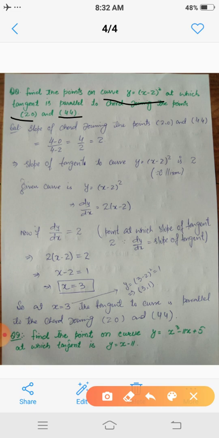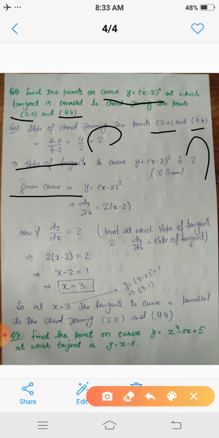This means that the slope of the tangent should be equal to the slope of the chord joining the points (2, 0) and (4, 0), because the tangent and this chord are parallel. The slope of this chord is given by the difference of y coordinates upon the difference of x coordinates, that is simply 2. So the slope of the tangent to the curve y equals (x minus 2) whole square is 2, by the condition of parallelism.